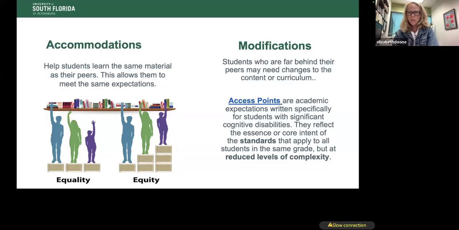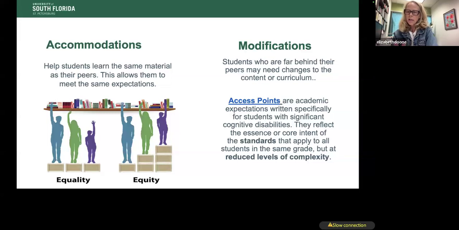And that's what accommodations are all about. We want to help students learn the same material as their peers at the same expectation level. So with my glasses, I can learn at the same level because I can now read the print. And so that is the point of an accommodation.